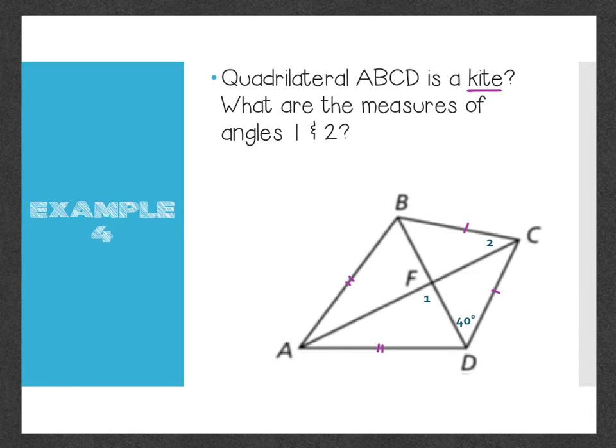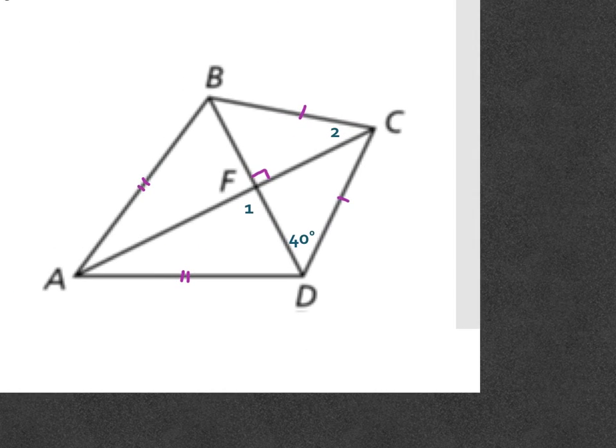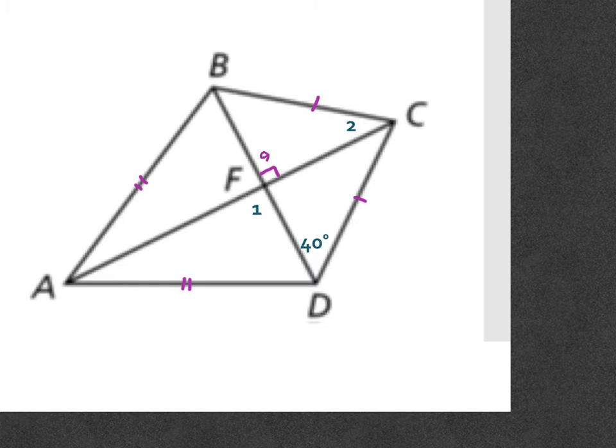And if that's the case, then I know that these diagonals are perpendicular. If the diagonals are perpendicular, then it means it forms 4 90-degree angles. 90 there, here, here, and here. Which means I already know that the measure of angle 1 is 90 degrees. Then angle 2 is here in my diagram. The only other measure I have is 40 down here.